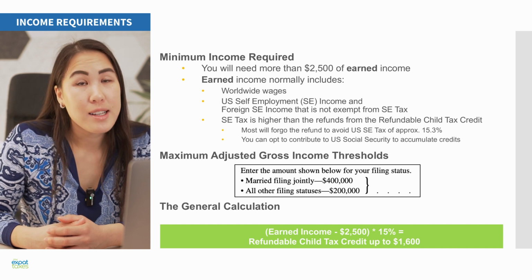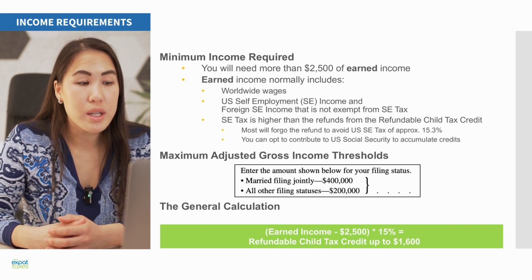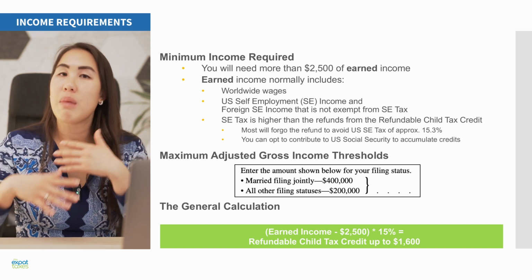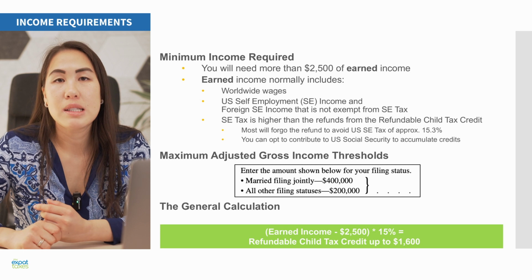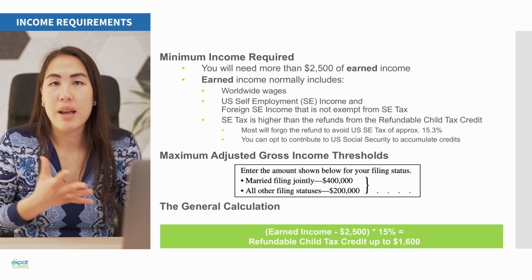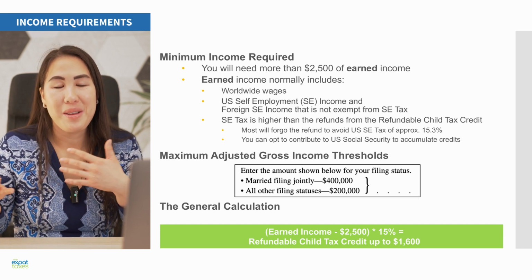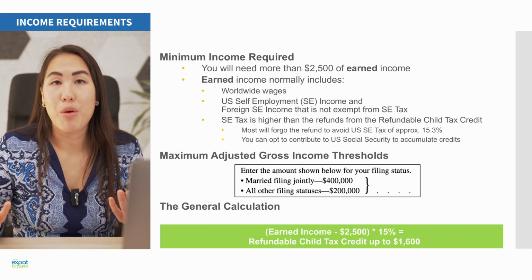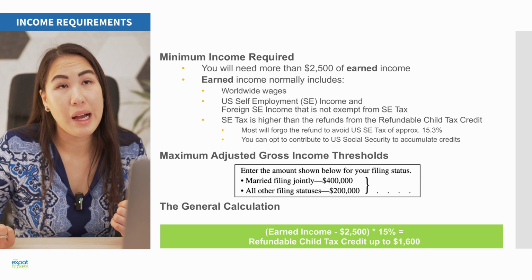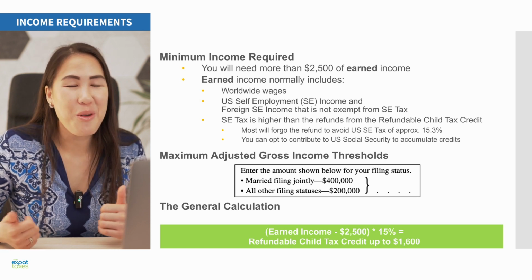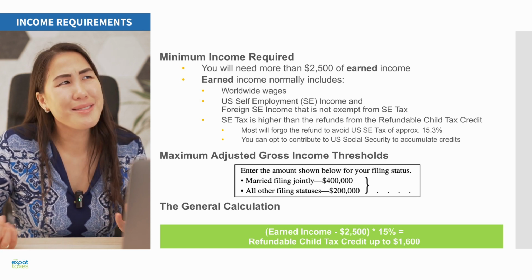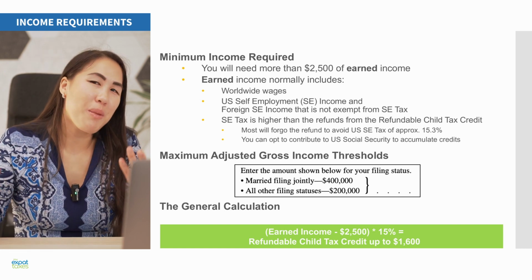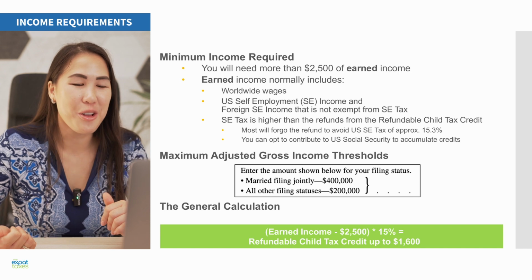There are also maximum income amounts. So this is based on adjusted gross income. So all of your income, minus any adjustments, you would see this on Form 1040 in the adjusted gross income line. If you are married filing jointly, your income can't be over 400K. So this is a pretty high threshold. For all other filing statuses, it's 200K, which is, to be fair, still a pretty high threshold, right? I think at that point, you're maybe not so concerned about a $1,600 refund.